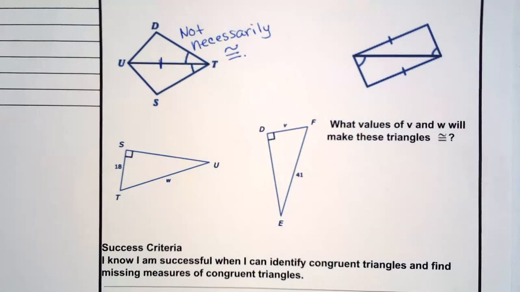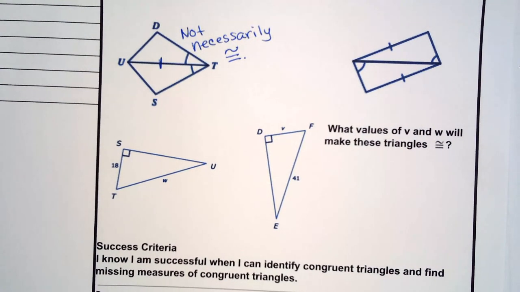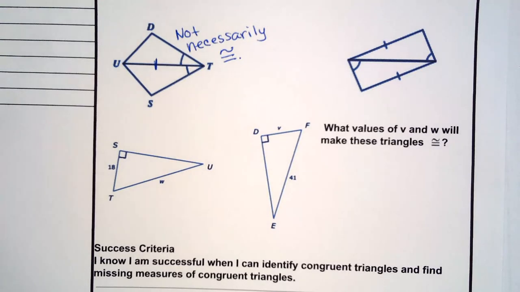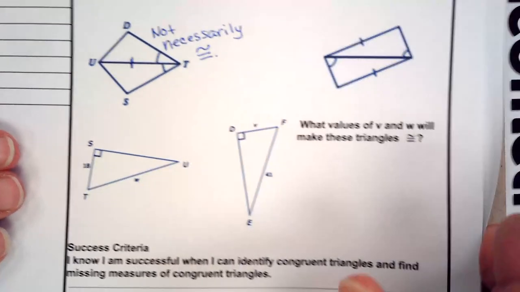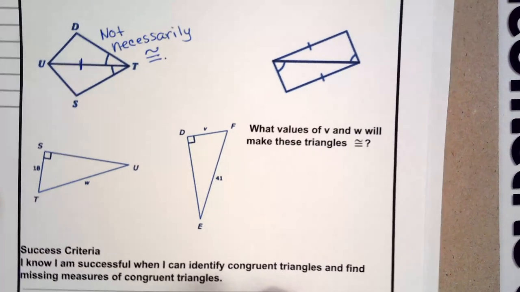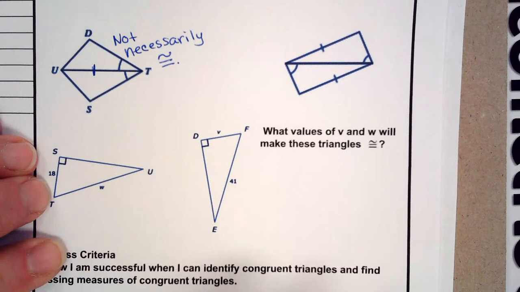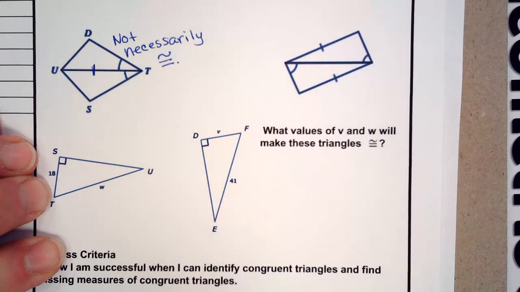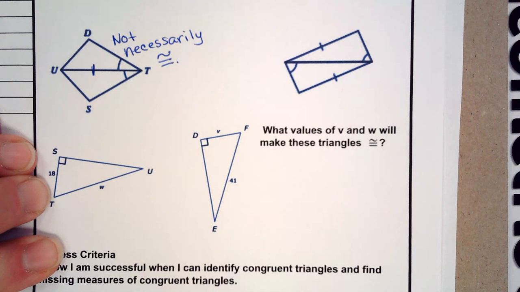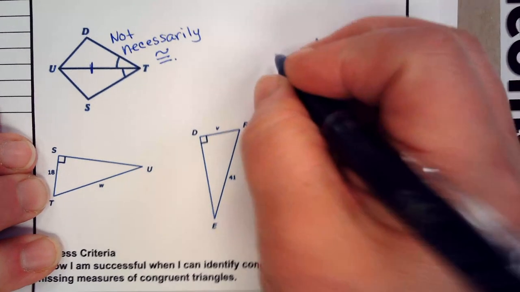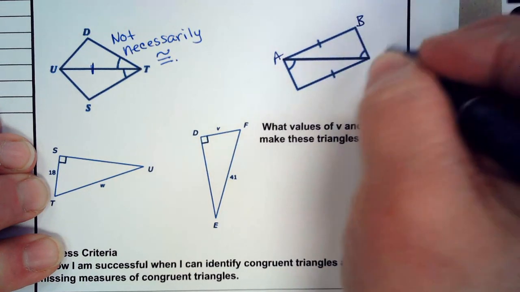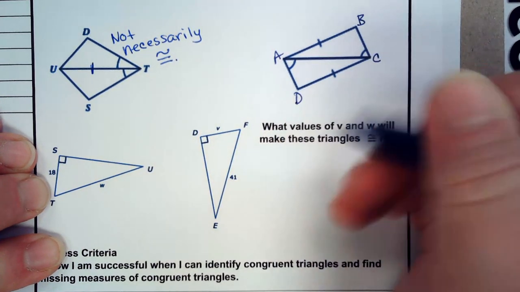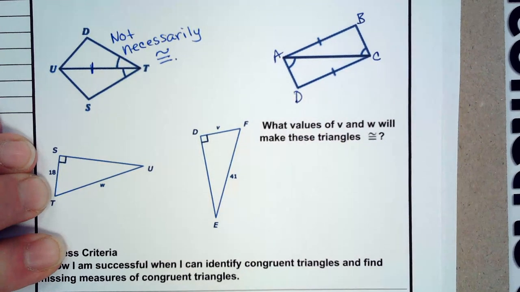We're going to start using our congruent symbol more. Okay, for the last one. Because it does not have the vertices marked, I need to do that first. So I'm going to call this rectangle ABCD. You notice I go in order.